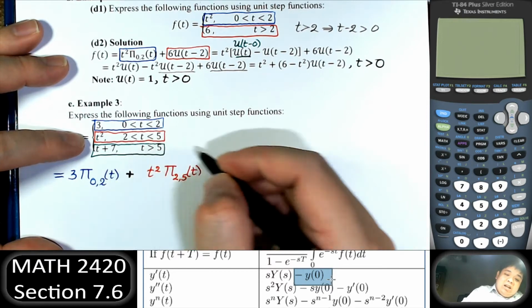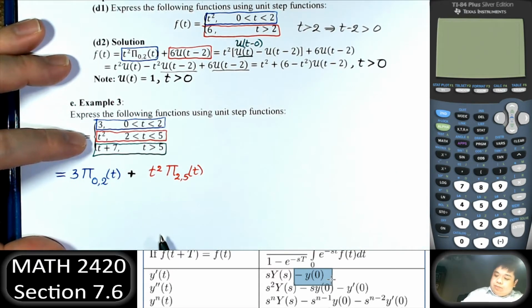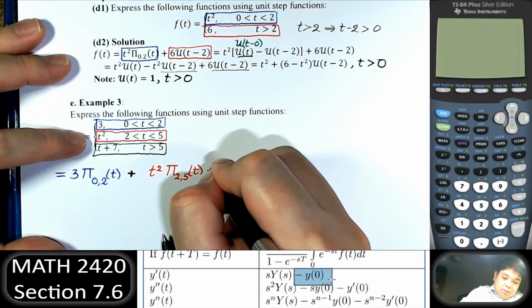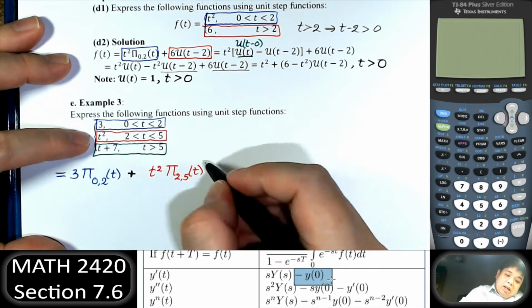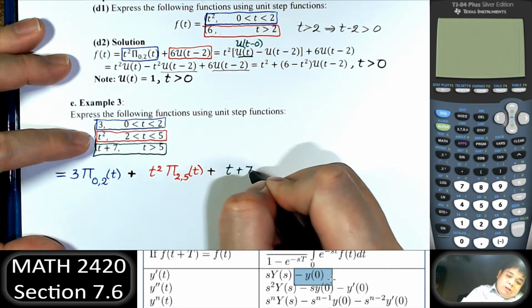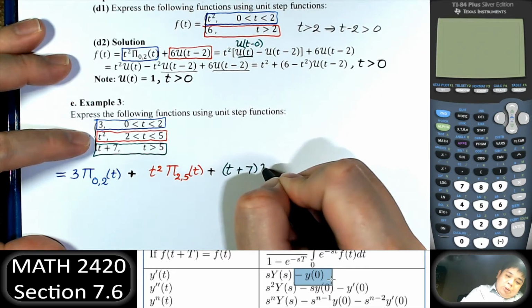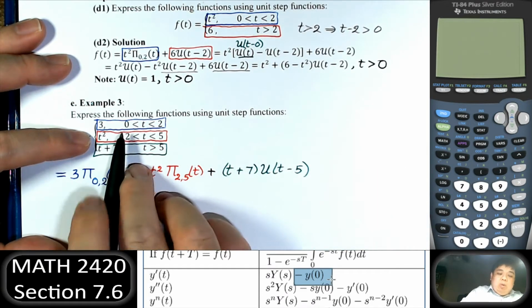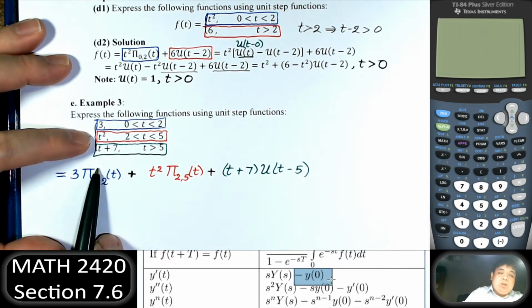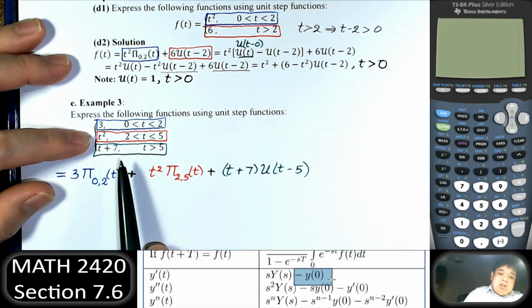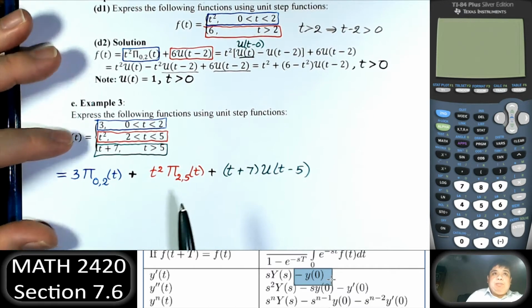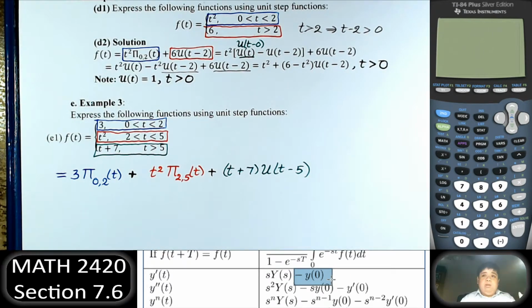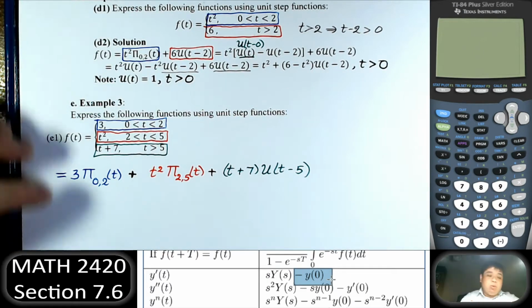When it is greater than, we're just going to use u of t minus 5. So if we have between two values, use the windows. If it is greater than, use the u. That's the first step for every piecewise function. That's the first thing we do.